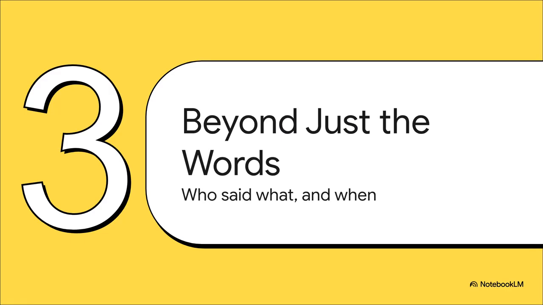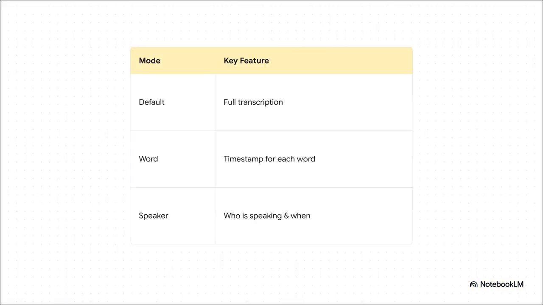But getting a big wall of text is really just the beginning. The true power comes from understanding the context of the conversation. Who said what, and when did they say it? This is where AI_TRANSCRIBE starts to get really sophisticated. The function gives you control over the level of detail you want in the output. The default mode gives you the clean transcript we just saw. But you can also choose Word to get a precise timestamp for every single word, or Speaker to break down the conversation turn by turn.